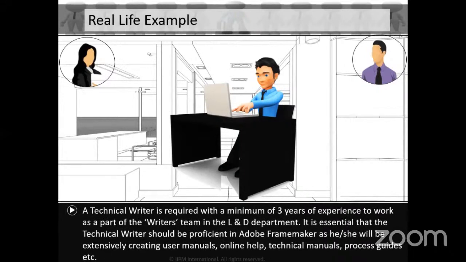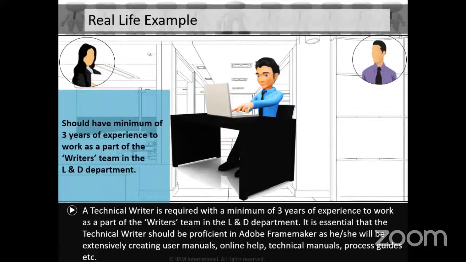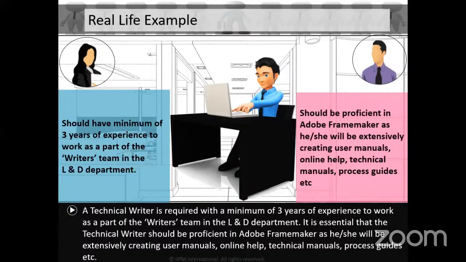A technical writer is required with a minimum of 3 years experience to work as part of a writer's team in the Learning and Development department. It is essential that a technical writer should be proficient in Adobe FrameMaker, as he or she will be extensively creating user manuals, online help, technical manuals, process guides, etc.